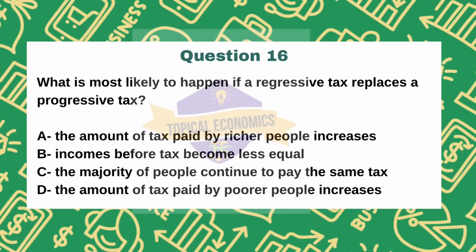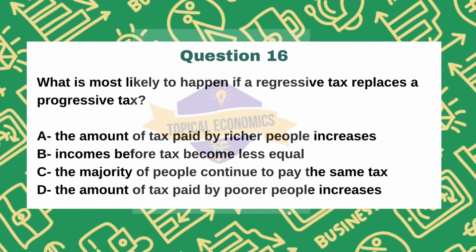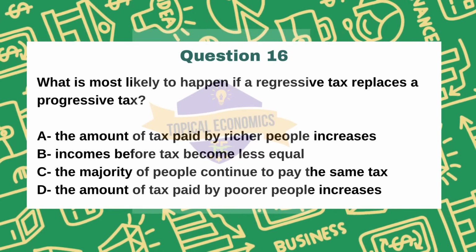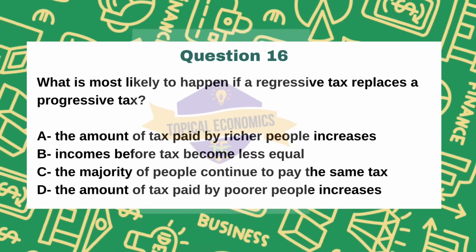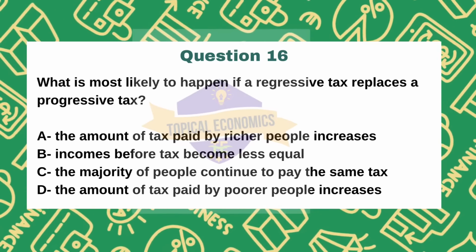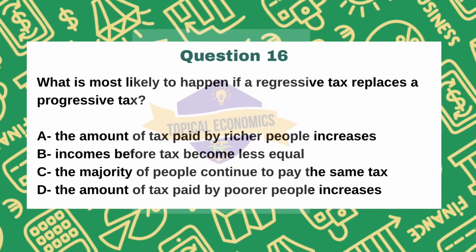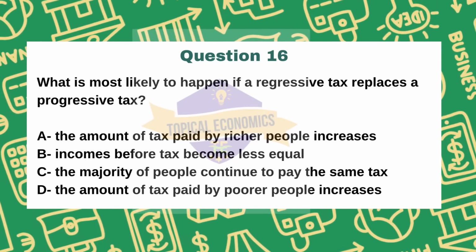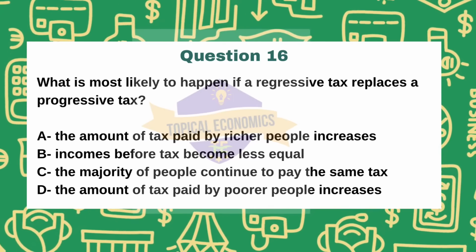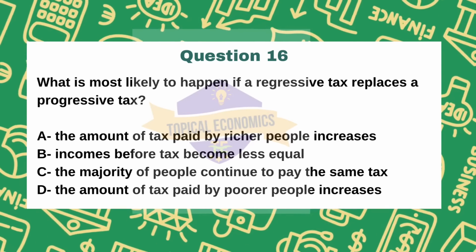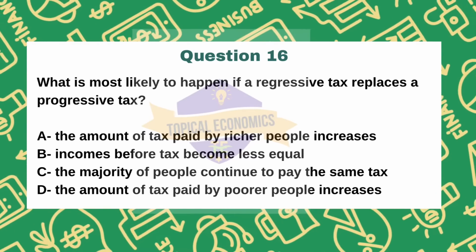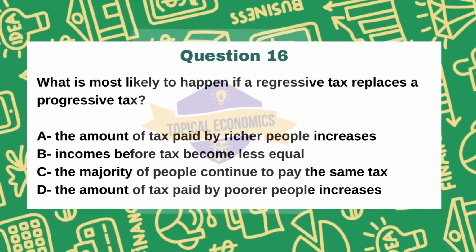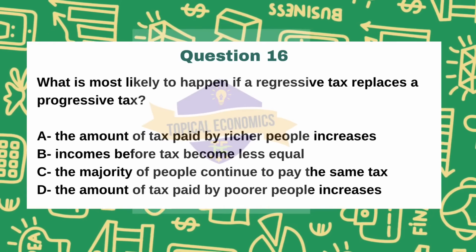Moving to the 16th question. What is most likely to happen if a regressive tax replaces a progressive tax? A. The amount of tax paid by richer people increases. B. Incomes before tax become less equal. C. The majority of people continue to pay the same tax. D. The amount of tax paid by poorer people increases. The correct answer for this question is option D. The amount of tax paid by poorer people increases.